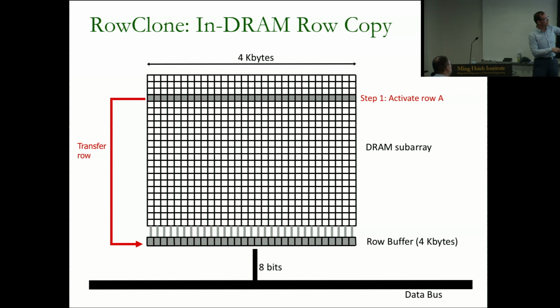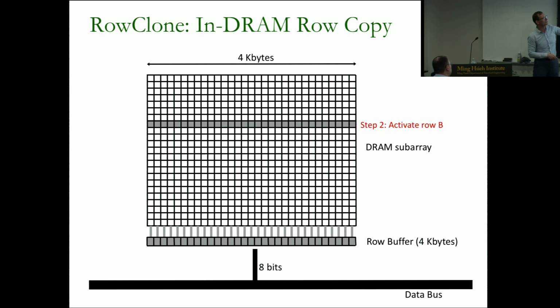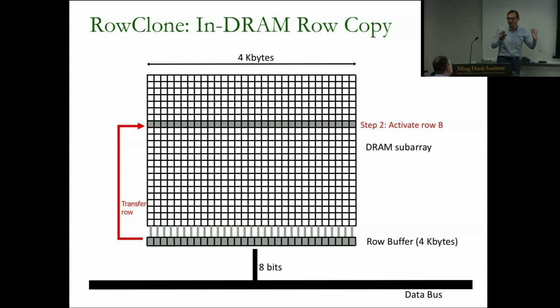Now you have the data strong over here. Now we want to put the data to a destination page. How do we do that? We essentially activate the destination page, which implicitly deactivates the source page and connects the sense amplifiers, or the row buffer, to the destination page. We essentially use the row buffer as temporary storage to move data from the source page to the destination page. That's the idea. Of course, there are a lot of other issues that I'm not going to go into, like the granularity. Is this really 4 kilobytes? Is it 16 kilobytes? Those are system level adoption issues that I'd be happy to talk about separately.